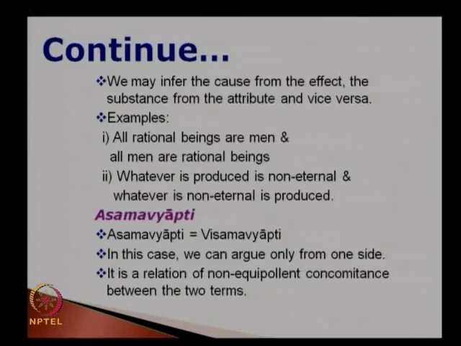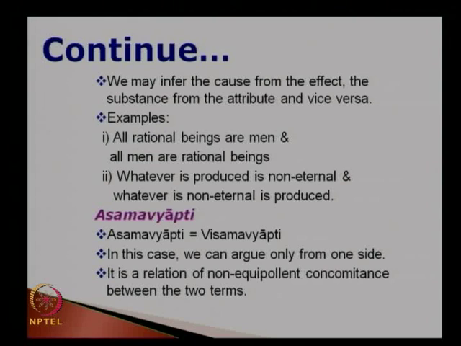So now we will see what is the example given by Nyaya in case of Samavyapti. They said that we may infer the cause from the effect and the substance from the attribute and vice versa. The example they have given is that all rational beings are men. Now you consider this sentence. If you say that all men are rational beings, then it is equally correct. That means by seeing the rational being you can say that these are men, and by seeing the men immediately you can infer they are rational beings. So that means both sides you can infer.